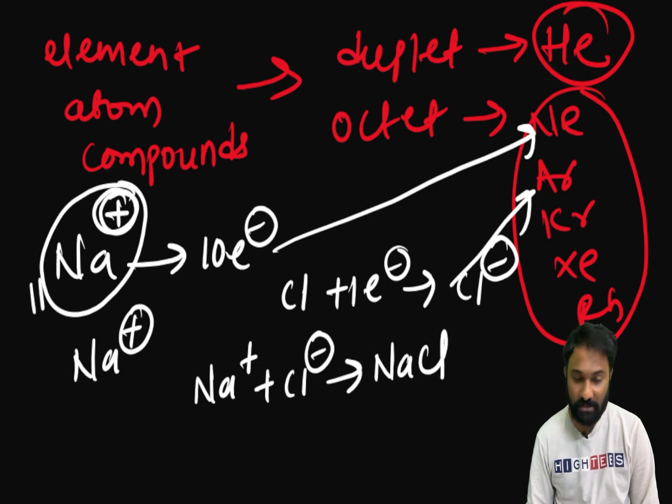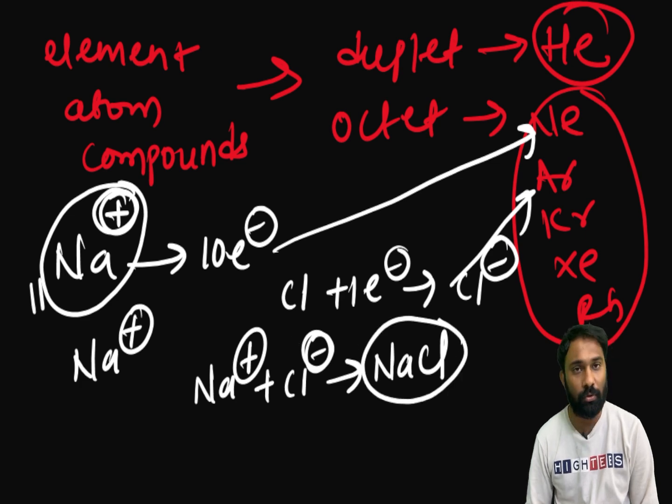And it will form the one stable compound, that is NaCl. Clear? This is one stable ion. This is also one stable ion. Due to this force of attraction between these two charges, it is forming one stable compound. This stable compound's octet has been completed.